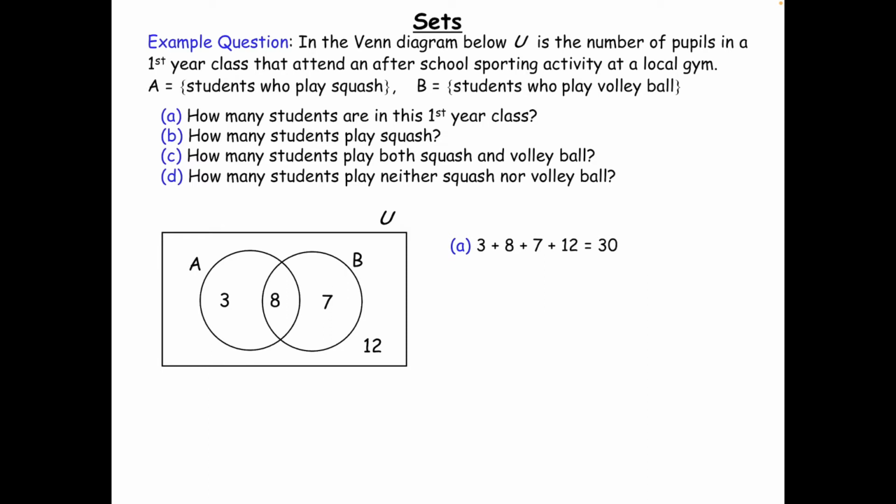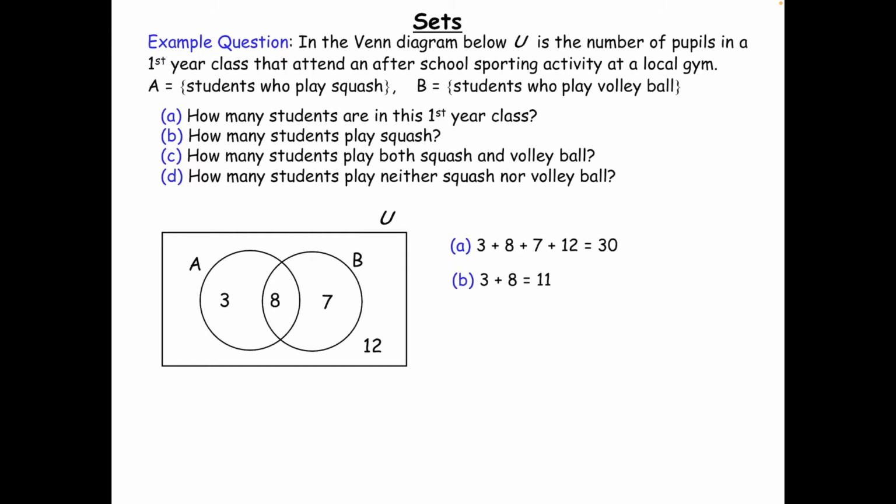In part B, we're asked how many students play squash. To find the number of students who play squash, we look at circle A, as this represents the students playing squash, and we add up the numbers in circle A. This gives us 3 plus 8, which equals 11.